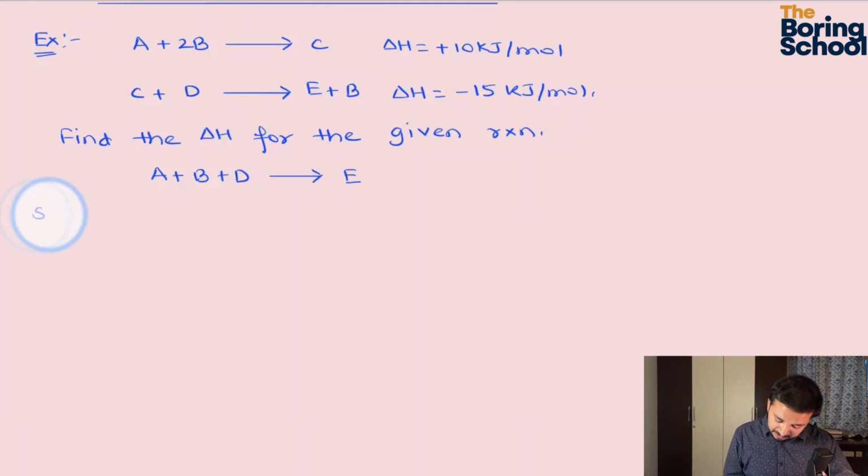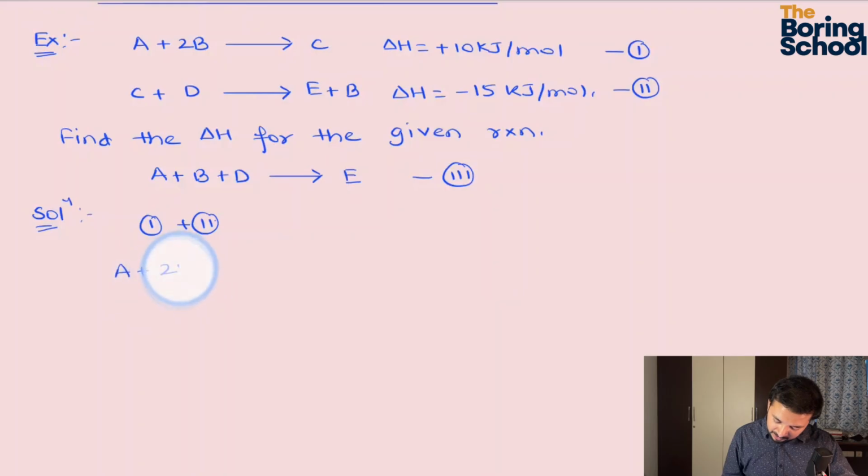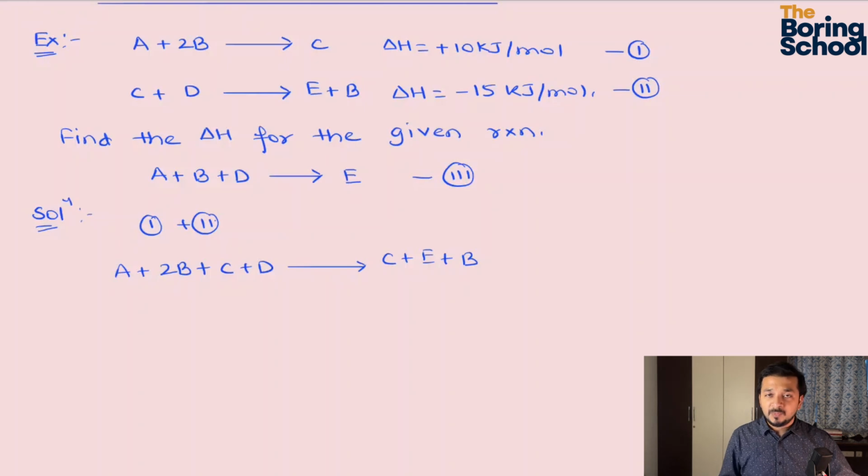So how can we solve this problem? Let's see. We can write this equation as 1, this as 2, and the given one as 3. Now if you do 1 plus 2, we get A plus 2B plus C plus D on the reactant side, which will give us C plus E plus B on the product side.